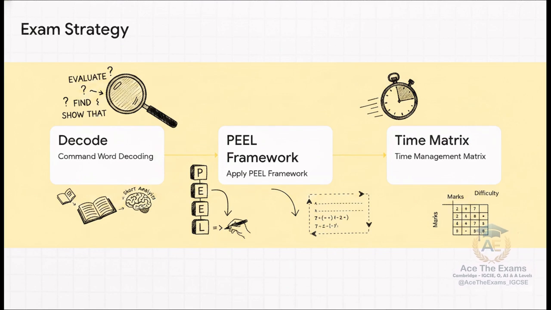Here are the 3 absolute rules for exam mastery. Step 1. Command word decoding. When the exam says evaluate, it means something entirely different than find or show that. If you don't decode the command word, you're just answering a question they didn't even ask. Step 2. PEEL framework application. Structure your mathematical reasoning. Make your points. Show your evidence. Explain your steps. Link to the context. Step 3. Time management matrix. You must recognize instantly if a question is a quick 2-mark procedural application or a massive 7-mark cross-topic comparative analysis and invest your time accordingly.